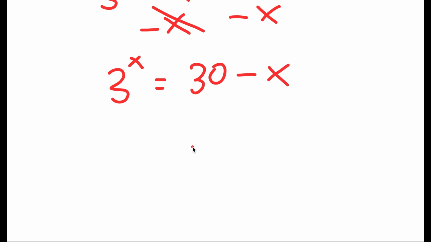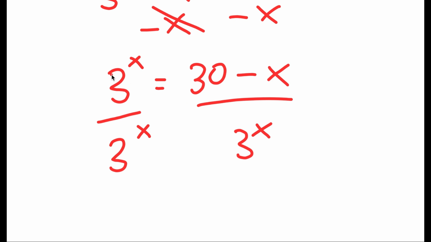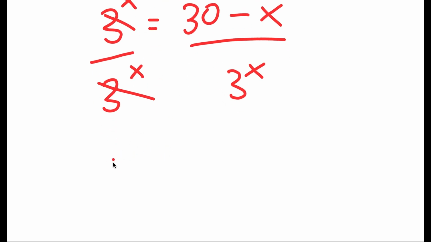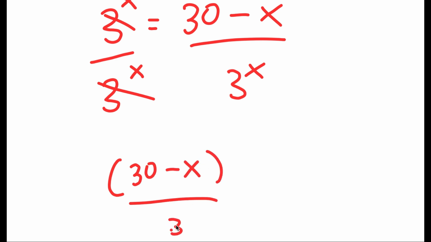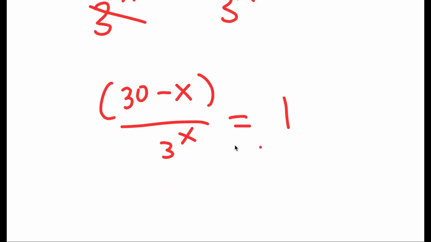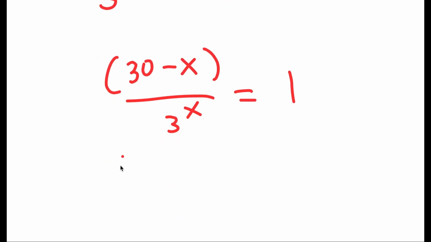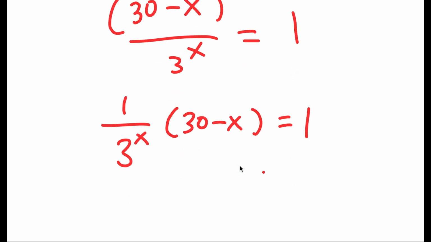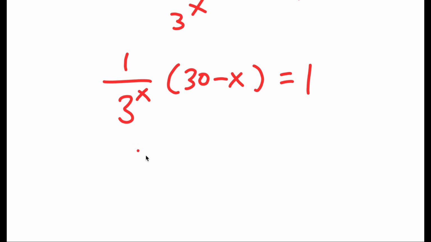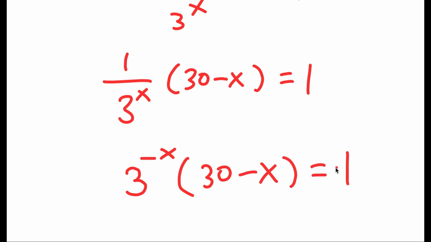Now from here, I'm going to divide both sides by 3 to the power of x. So these two cancel out, and I get 30 minus x over 3 to the power of x is equal to 1. And this is the same thing as 1 over 3 to the power of x times 30 minus x is equal to 1. Now 1 over 3 to the power of x is the same thing as 3 to the power of negative x. So I have 3 to the power of negative x times 30 minus x is equal to 1.